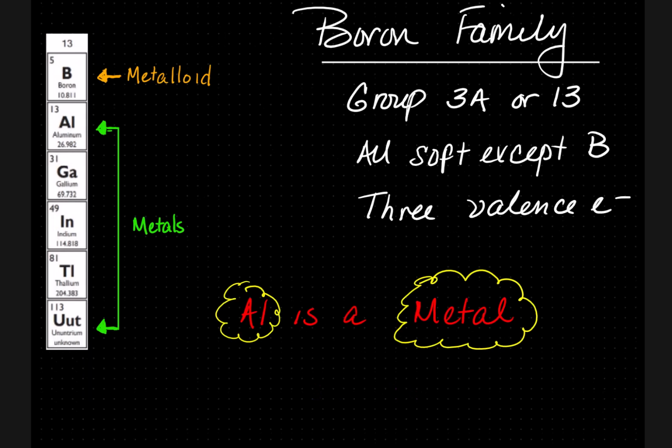The next family is the boron family. It is group 13, column 13, or in the old textbook, it is known as 3A. They are all soft except for boron. They all contain 3 valence electrons. Boron is a metalloid. It has properties of both a metal and a nonmetal. The remainder are all metals. Please note that aluminum is a metal, even though it is along the zigzag line.